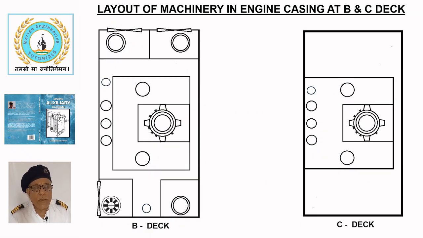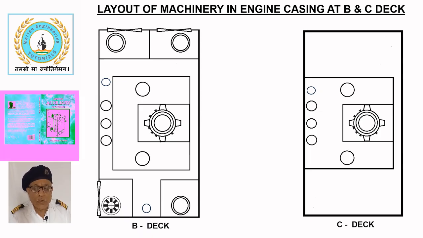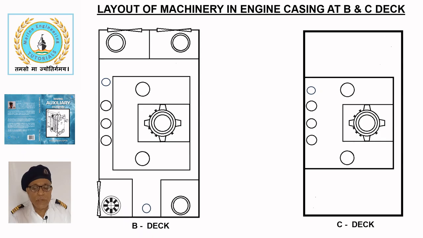Layout of machinery in engine casing at B and C deck. The sketch shows the machinery layout in the engine casing at B deck and C deck levels. The main engine exhaust gas boiler (1) located on the B deck also extends to C deck. It recovers waste heat from engine exhaust gases to produce steam while the ship is underway before the gases exit through the funnel.